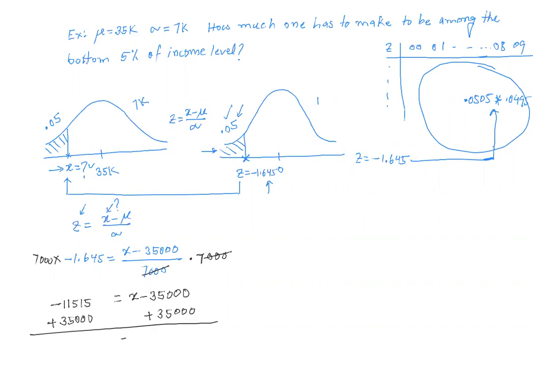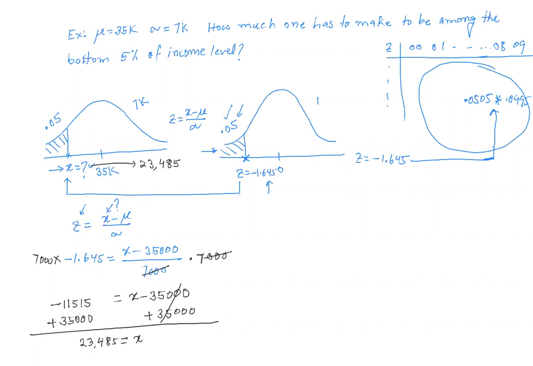If I do that, on the right, I get X because these two cancel out. And on the left, I get negative 11,515 plus 35,000. So it's going to be 23,485. So your X, by the way, is $23,485.